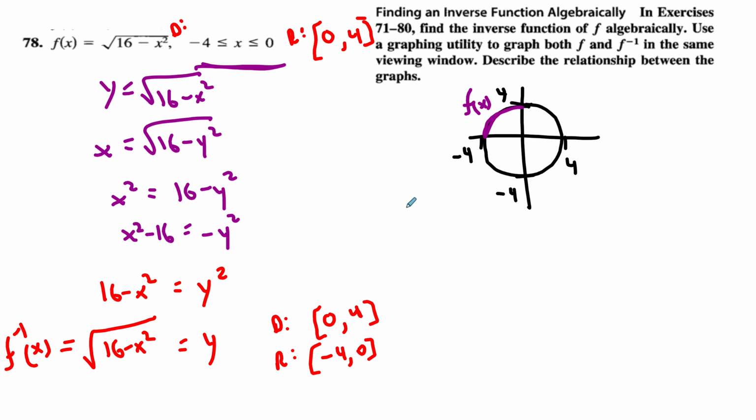Remember, the domain and range flip-flop, right? And if you do look at these, well, what are we looking at? We're looking at the same thing, but reflected over the axis, which means that the inverse is just this. Hey, that makes sense then that it's the same equation.